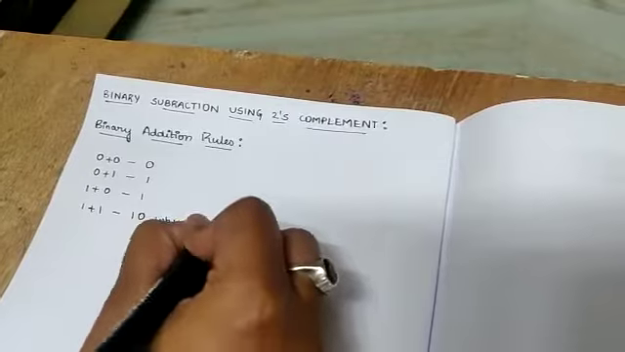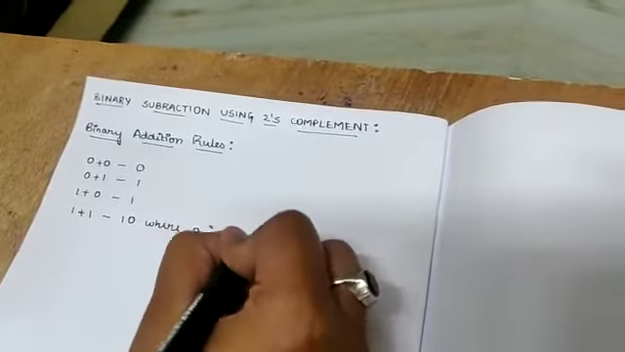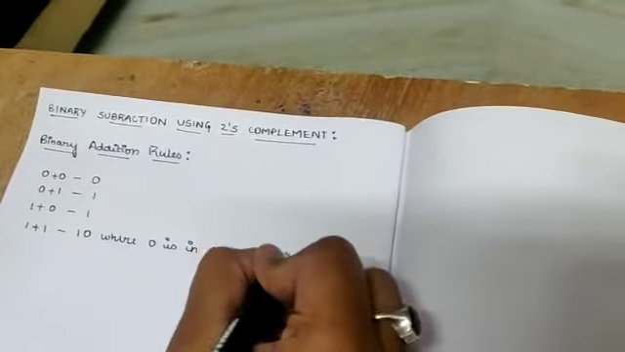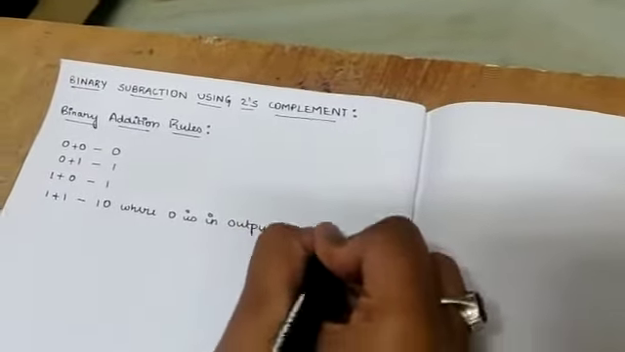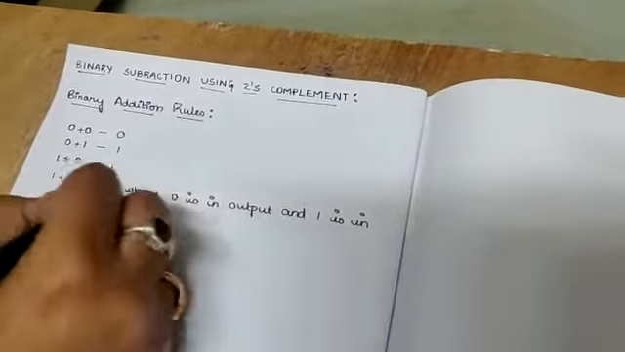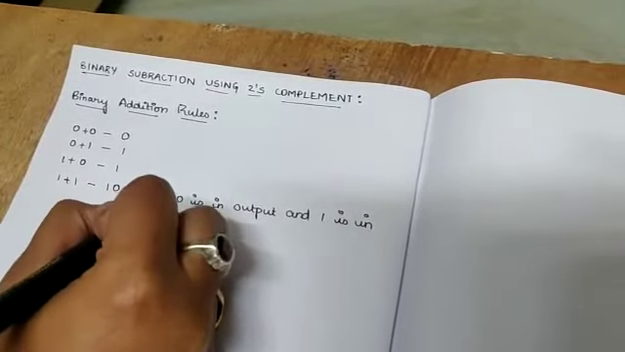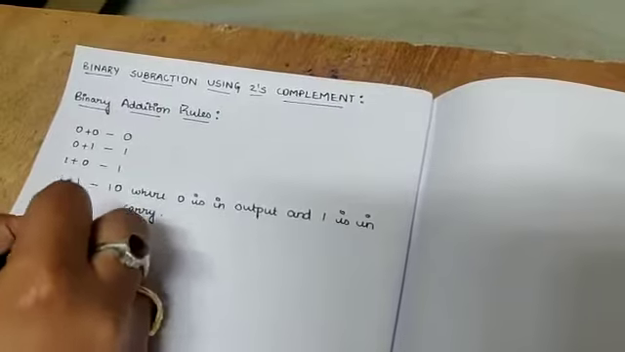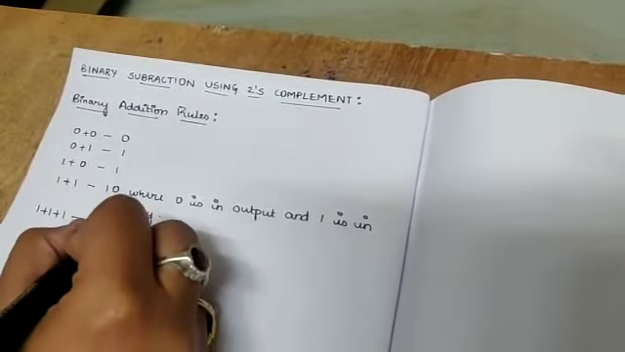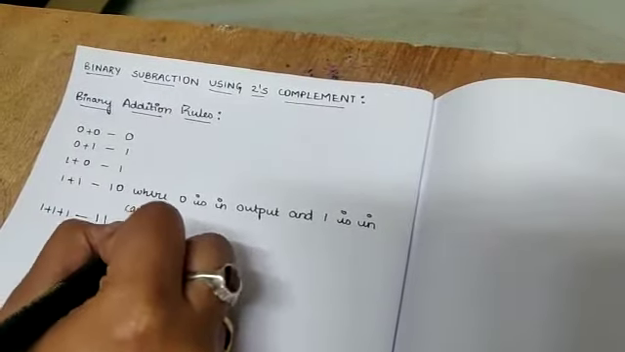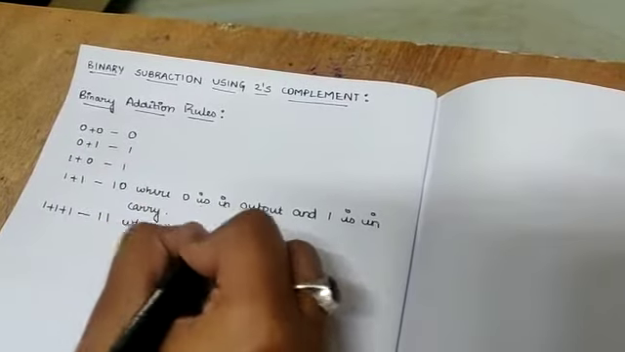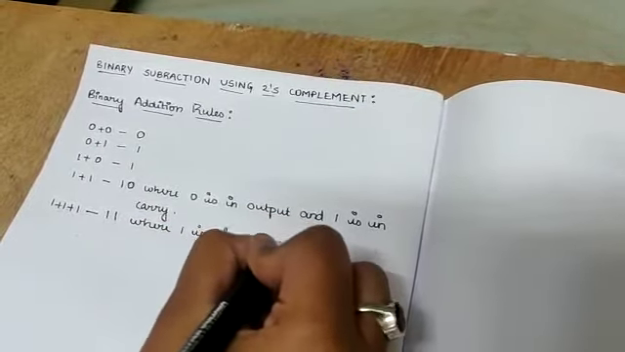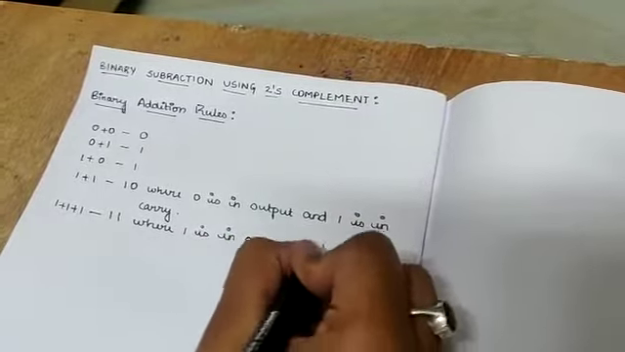0 is in output and 1 is in carry. Then 1 plus 1 plus 1, which is 1, 1. Similarly, where 1 is in output and 1 in carry.